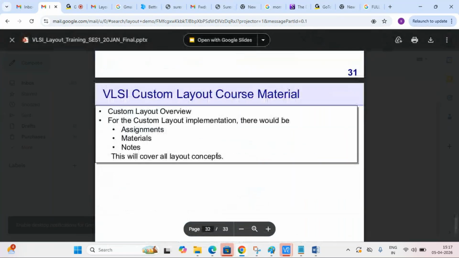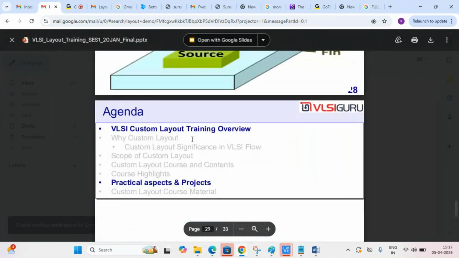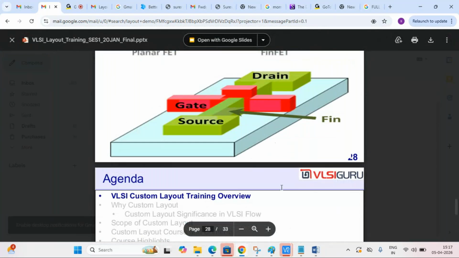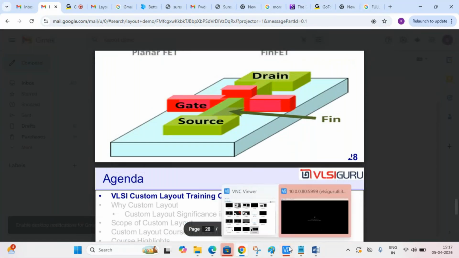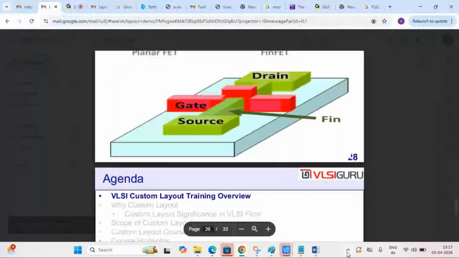So these are the project list. This PPT you can take from our institute. Now I'll show you a tool demo of how the layout is working. Before that, does anybody have any doubts?